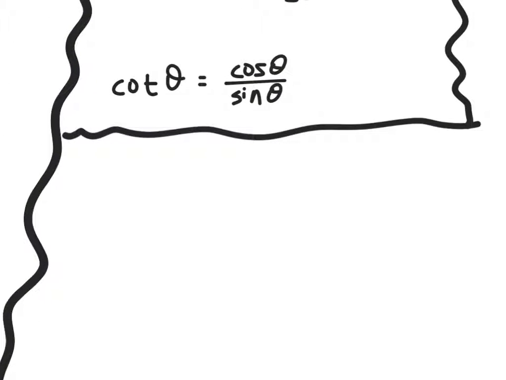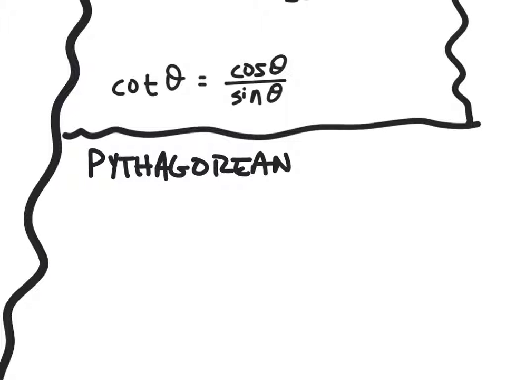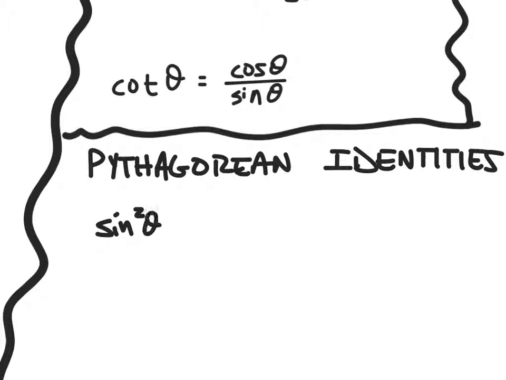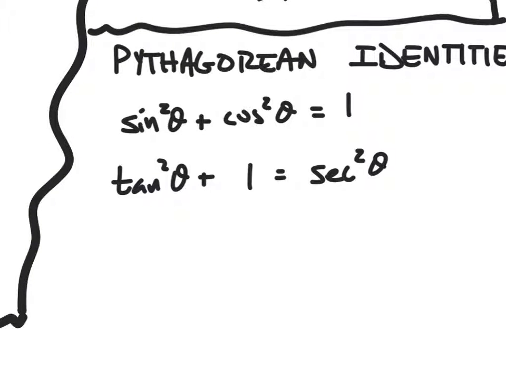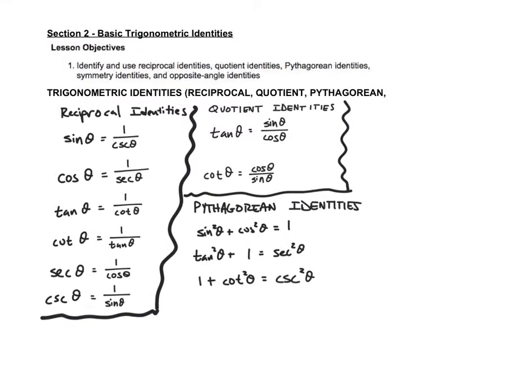The next one that we have are the Pythagorean identities. Remember, the one that's probably the most important is sine squared theta plus cosine squared theta is equal to 1. I've also got tangent squared theta plus 1 equals secant squared theta, and then 1 plus cotangent squared theta is equal to cosecant squared theta. These are the ones I'm going to be using primarily.